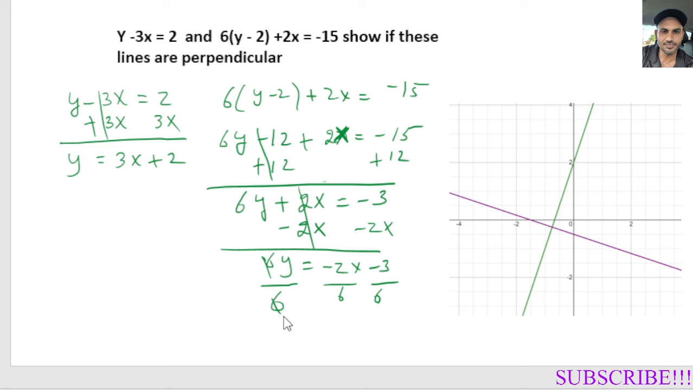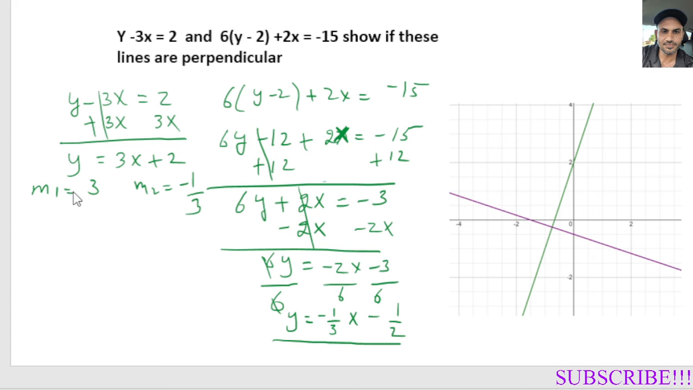So we have y equals negative 1/3 x. This negative 3 over 6 is negative 1/2. Okay, so this is our second line. Now we have to see that m1 equals 3, and we know m2 equals negative 1/3. So now for two lines to be perpendicular, their slopes have to be negative reciprocals.